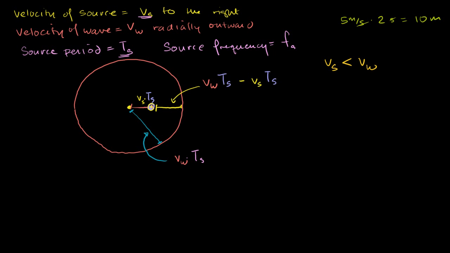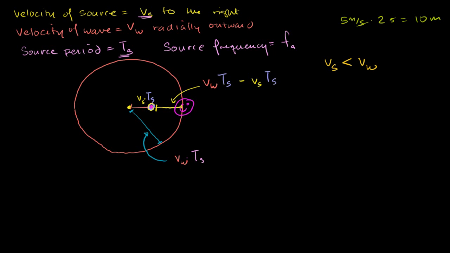So let me ask you a question. If you're the observer sitting right over there, and you've just had that first crest pass you by at that exact moment, how long are you going to have to wait for the next crest? How long until the one this guy's emitting right now is going to pass you by? Well, it's going to have to cover this distance. Let me write this down. So the question I'm asking is, what is the period from the point of view of this observer, right in the direction of the movement of the source?